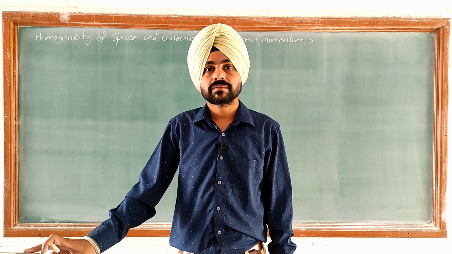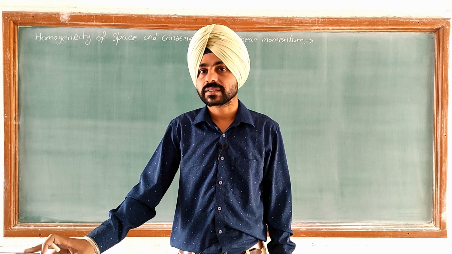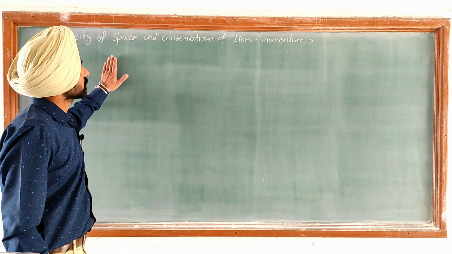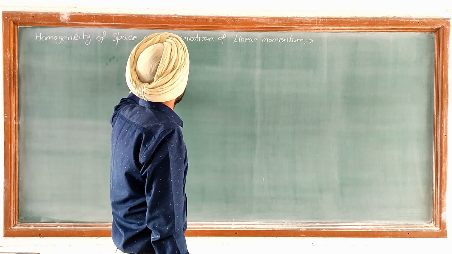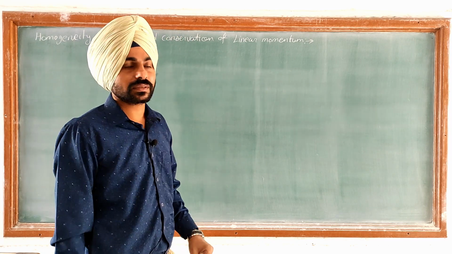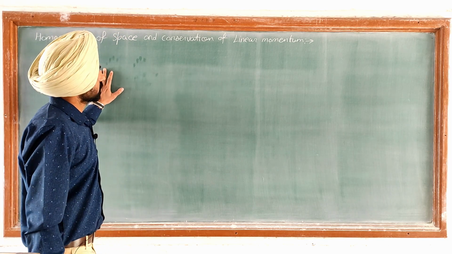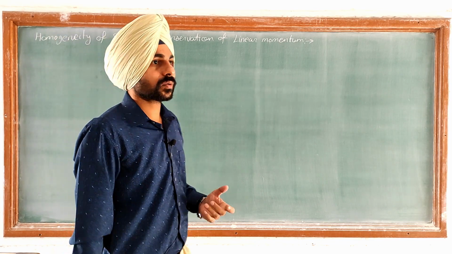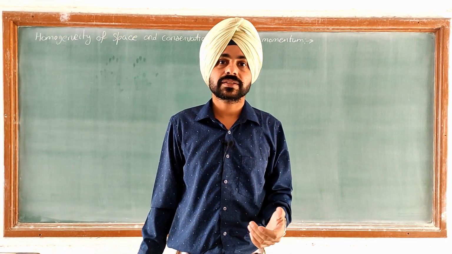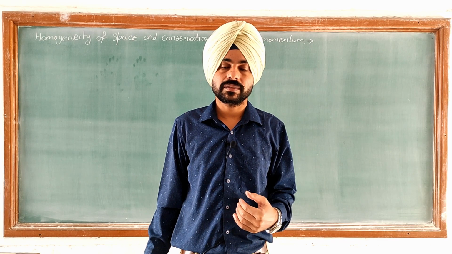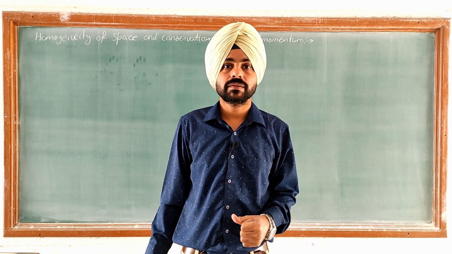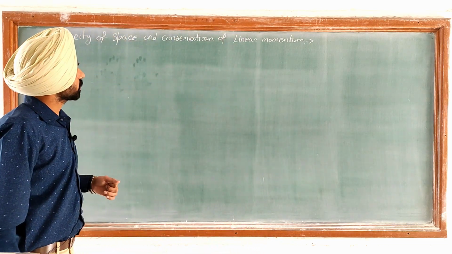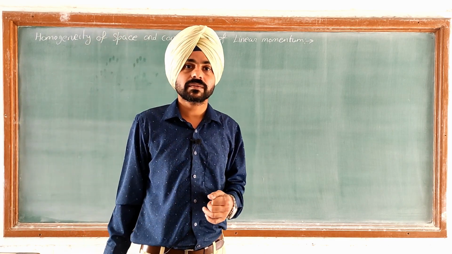In this lecture, we will discuss the conservation of linear momentum. We will start from the homogeneity of space. What is homogeneity of space and how does it lead to conservation of linear momentum? We will discuss this in this chapter. The properties of space, homogeneity of space and isotropy of space, are discussed in another lecture. You can go through that lecture in another video on the YouTube channel. So let us start with the homogeneity of space and how it leads to conservation of linear momentum.